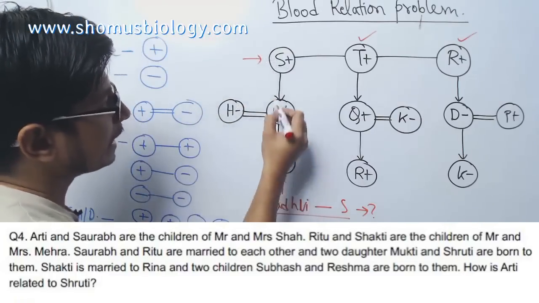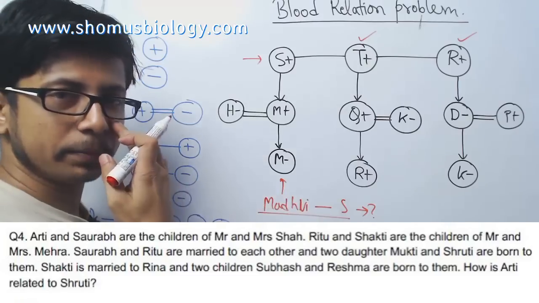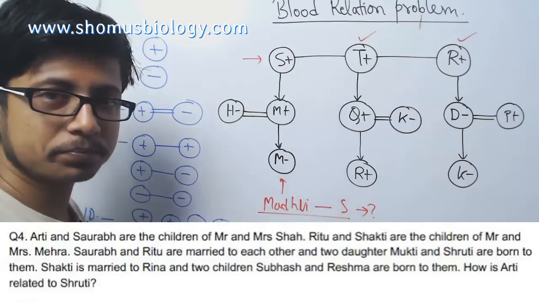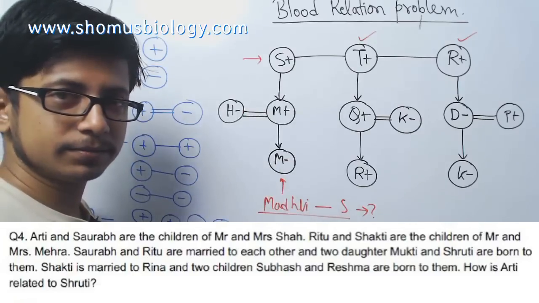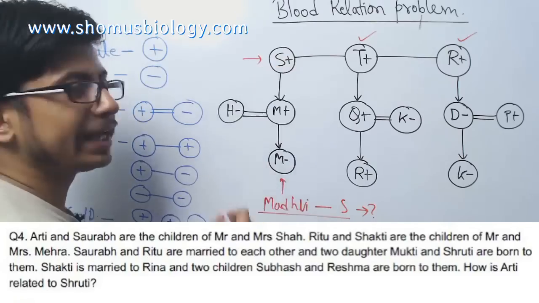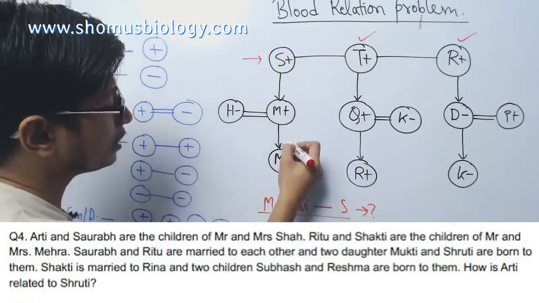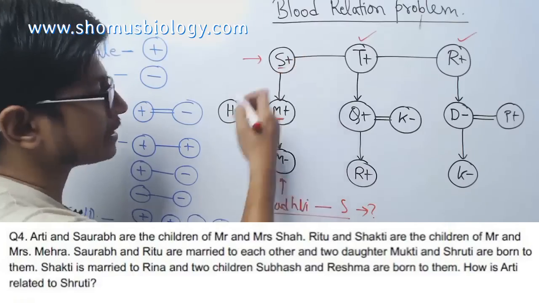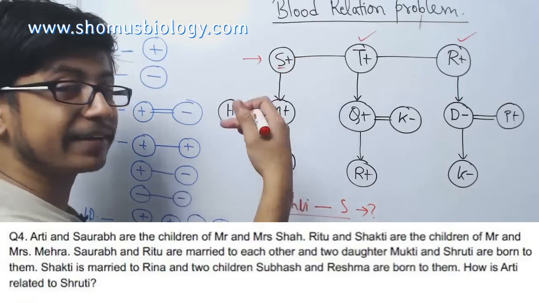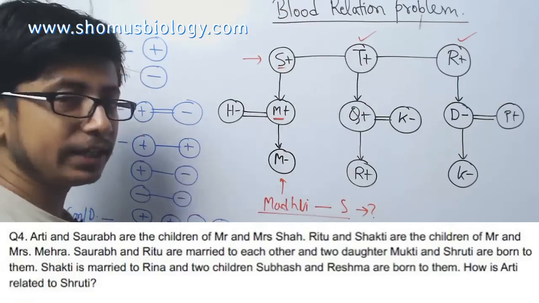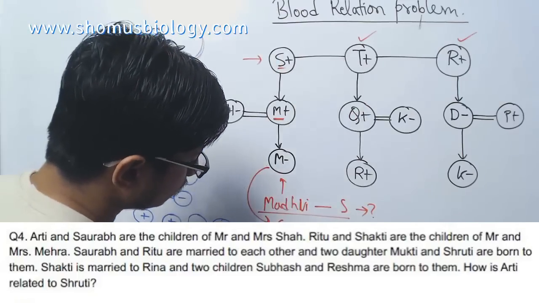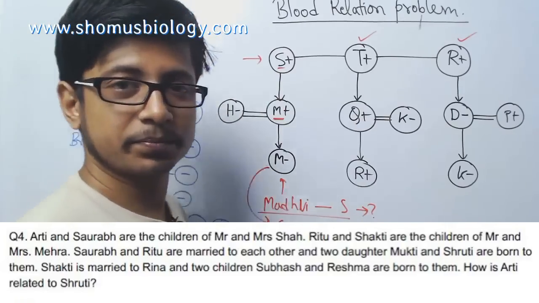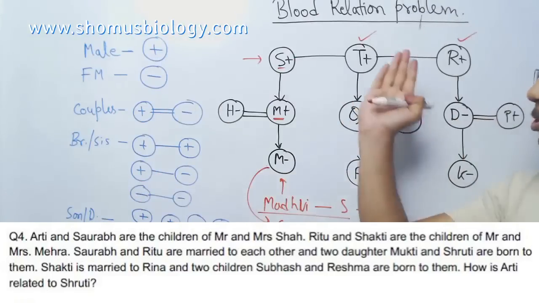So see, Madhavi and S have 2 generations in between them, right? S is a male and Madhavi is a female. So the relation of Madhavi to S is simply granddaughter, because Madhavi's father is M here and the father of M is S. So S is the grandfather of Madhavi. So Madhavi is the granddaughter of S. Okay, this is how you should solve this question.